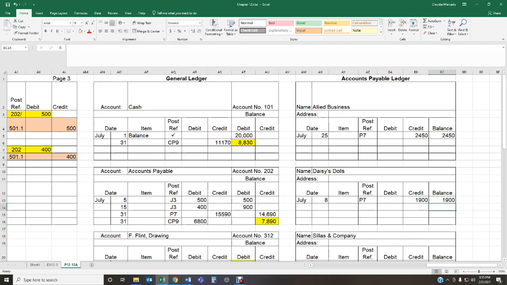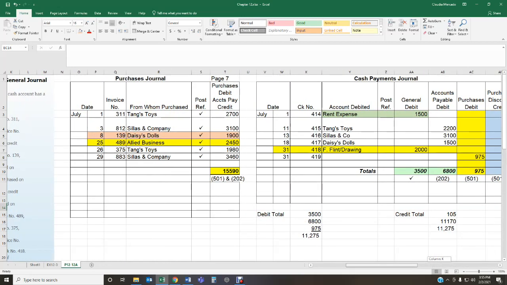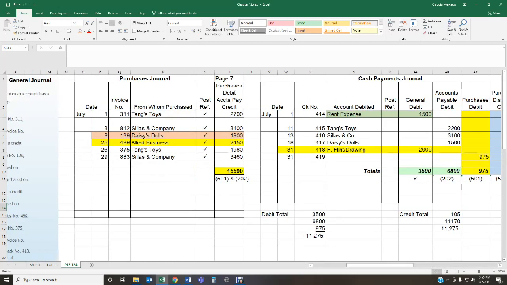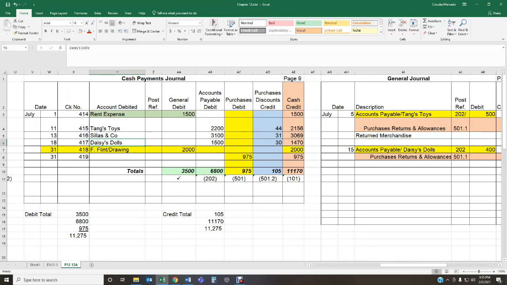Okay. Do we have anything else for Daisy's Dolls? Well, here we have Daisy's Dolls. And what happened with Daisy's Dolls? Okay, let's see.